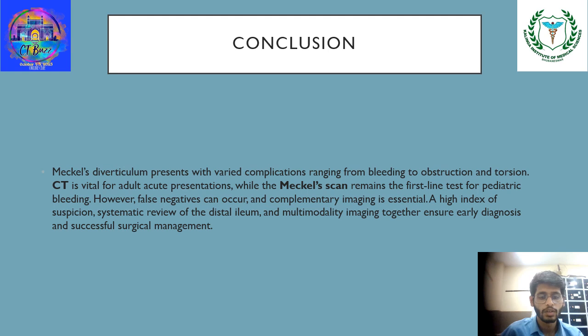Conclusion. Meckel's diverticulum presents with varied complications ranging from bleeding to obstruction and torsion. CT is vital for adult acute presentation, while the Meckel scan remains the first line test for pediatric bleeding. However, false negatives can occur and complementary imaging is essential. A high index of suspicion, systematic review of the distal ileum and multimodality imaging together ensure early diagnosis and successful surgical management.